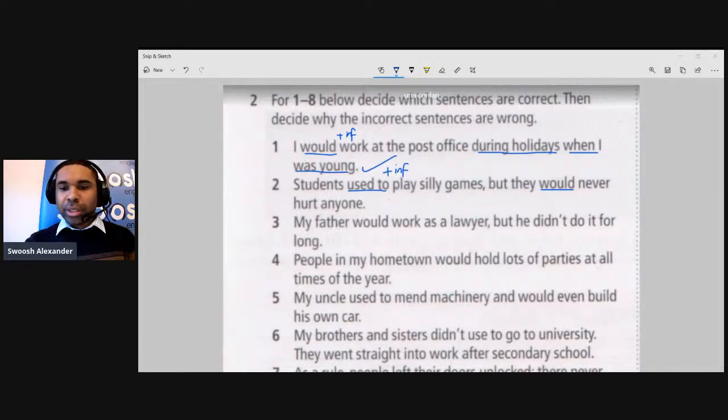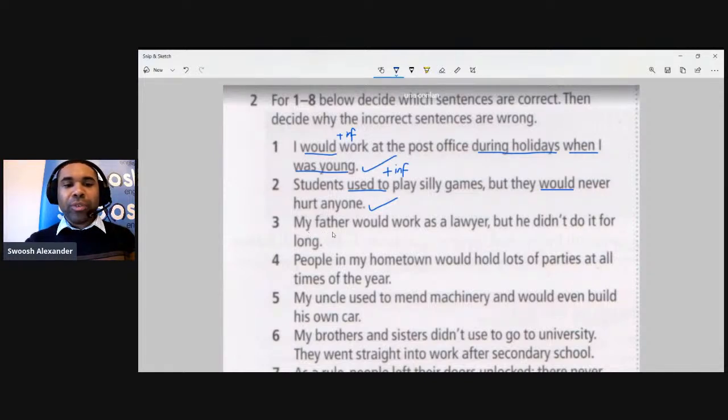Yes, it could. Because in this case, again, we're referring to an action in the past, and we're referring to a consequence in the past. They would never hurt anyone. Yes, it is possible grammatically to use this sentence.